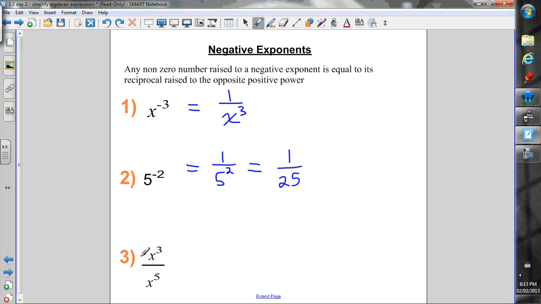And lastly, I have x to the 3 divided by x to the 5. Okay, so I need to use the quotient rule here: dividing powers to the same base, subtract the exponents. I keep the base the same as x, and 3 minus 5 is negative 2. But I can't have a negative exponent in a final answer, so I need to write that with a positive exponent by writing it as the reciprocal raised to the positive exponent. So 1 over x to the positive 2.